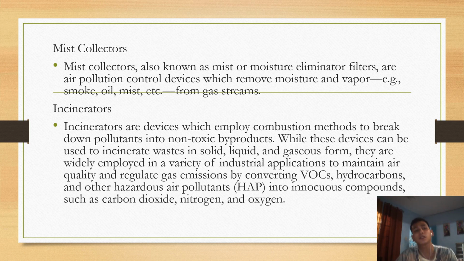Next is mist collectors, also known as mist or moisture eliminator filters. Mist collectors are air pollution control devices which remove moisture and vapor, like smoke, oil, and mist, from gas streams. These devices employ fine mesh-like filters to separate liquid droplets from the gas and collect them into a separate chamber for further processing and potentially recovery and reuse.